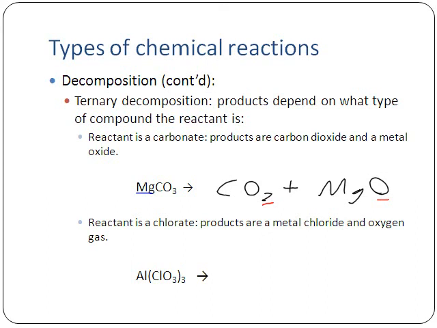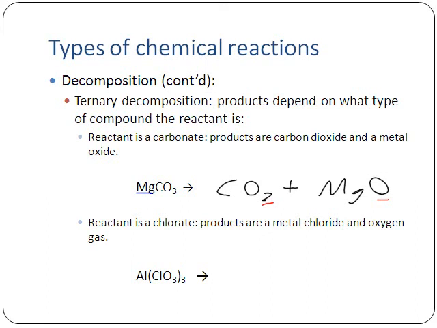So AlClO3, and so for this one, once again, the first thing you should notice is that this has just 1 reactant, and so it's decomposition. It has 3 elements in it, so it's going to be ternary decomposition. You then look at your 4 different types.